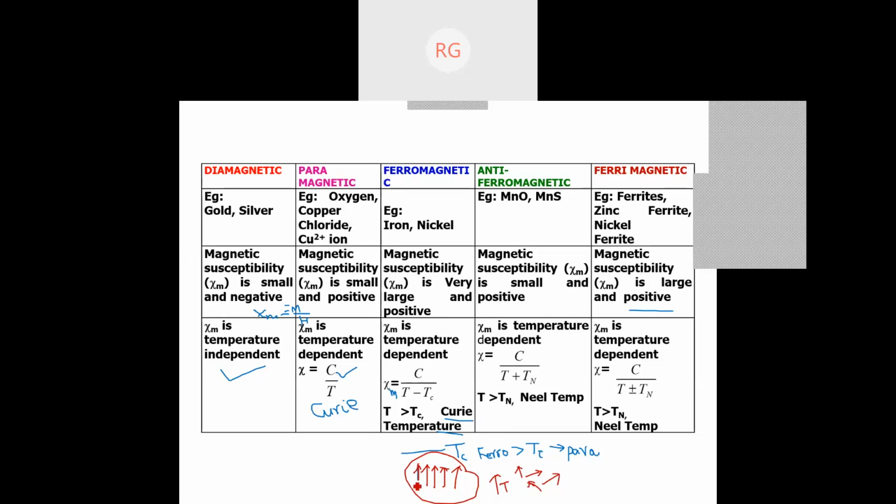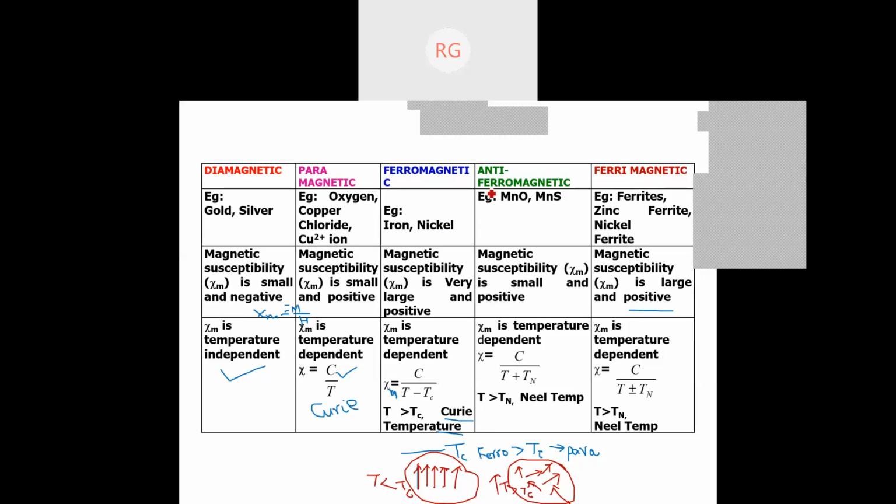So this is the alignment at T less than Tc. As T becomes greater than Tc, they get randomized. Once they get randomized, they lose this property of a ferromagnetic material. Therefore, a ferromagnetic material up to Tc shows ferromagnetism. Above Tc, it is a paramagnetic material.